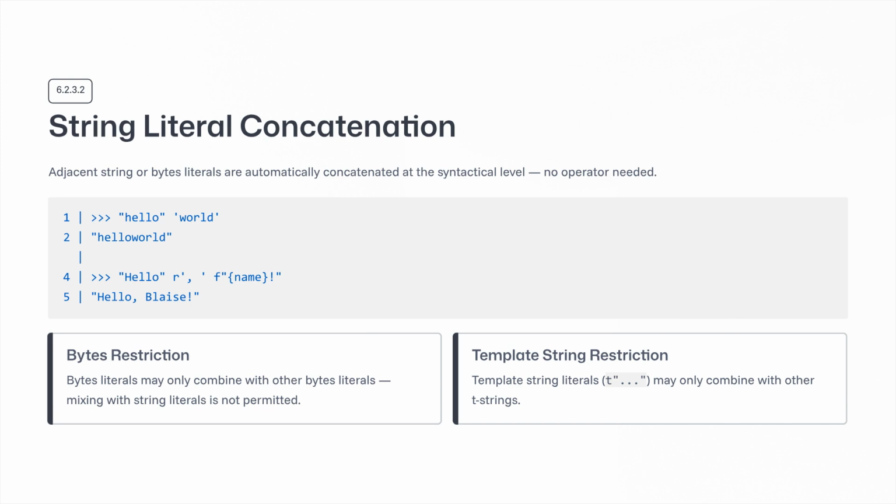Two restrictions to know. Bytes literals can only combine with other bytes literals. You can't mix bytes and strings. And t-strings, the new template strings in 3.14, can only combine with other t-strings. This is a compile-time operation, not runtime. You can't use it with variables, only with literal strings sitting next to each other in source code.